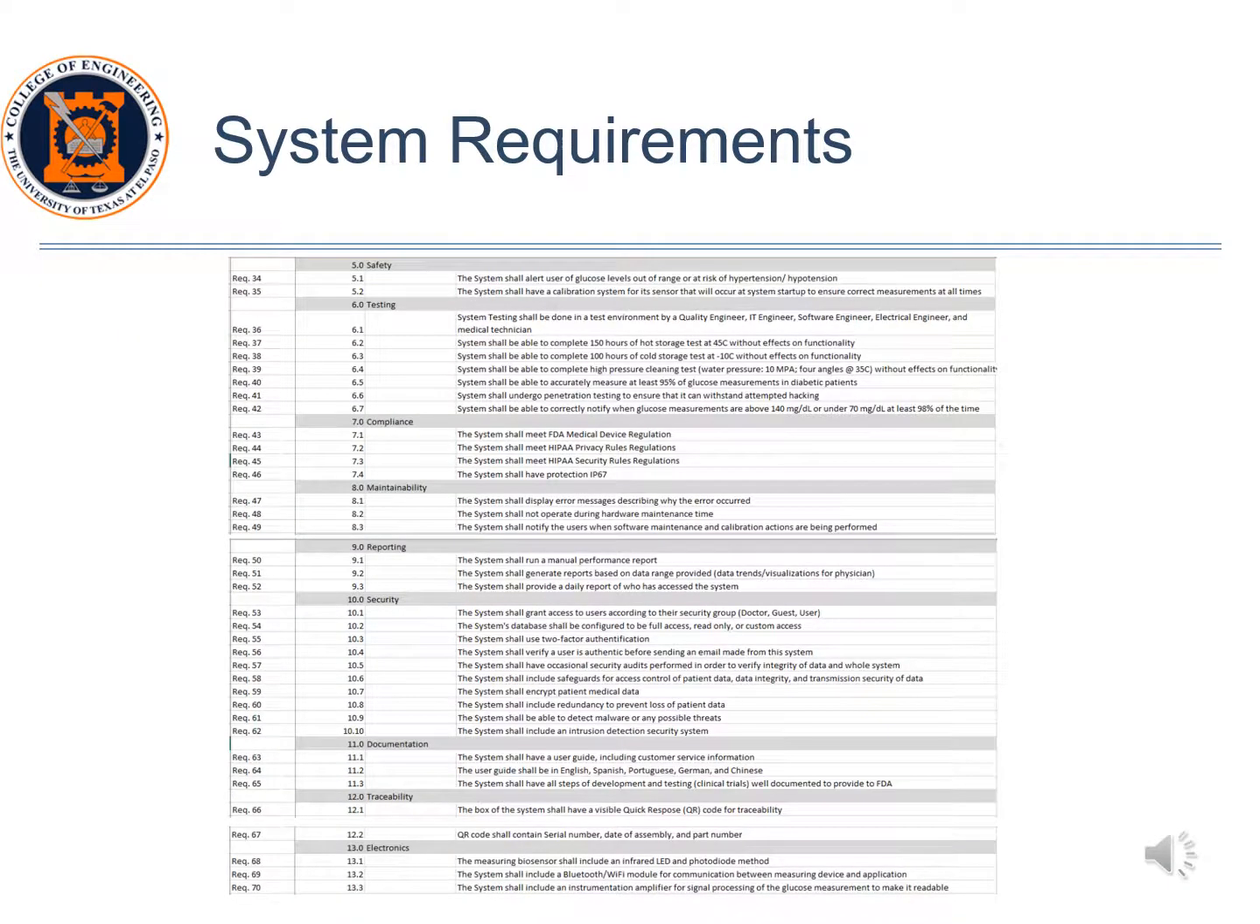This is a continuation of the requirements you saw in the previous slide.